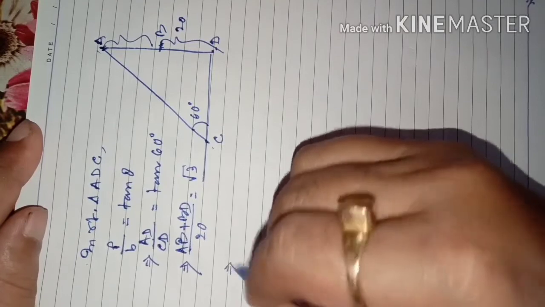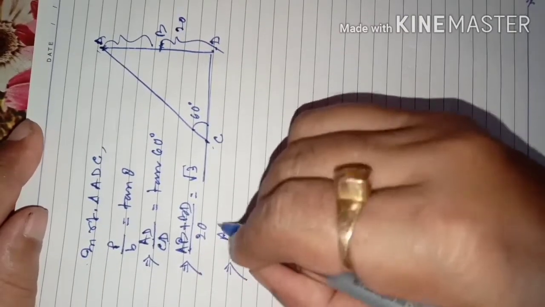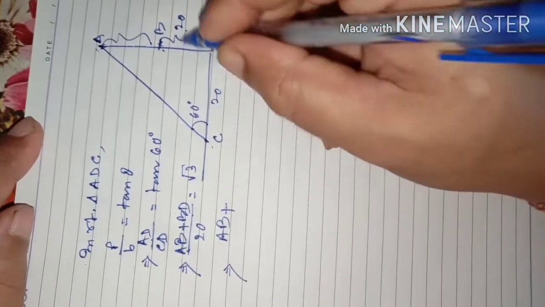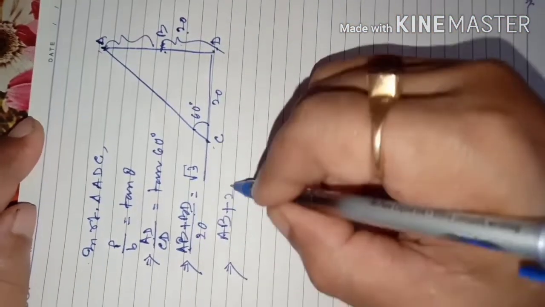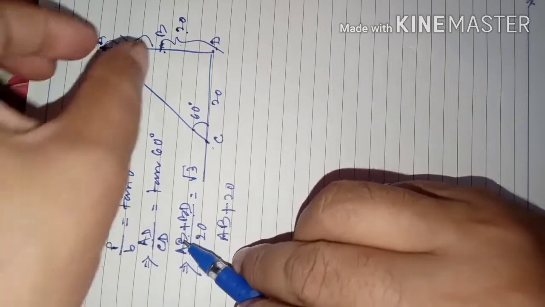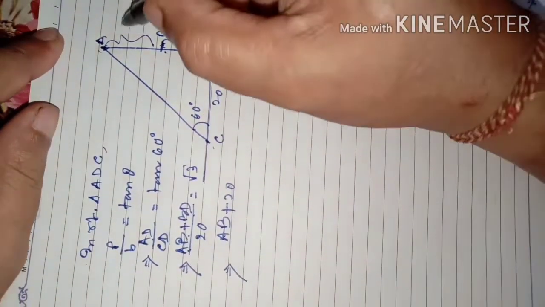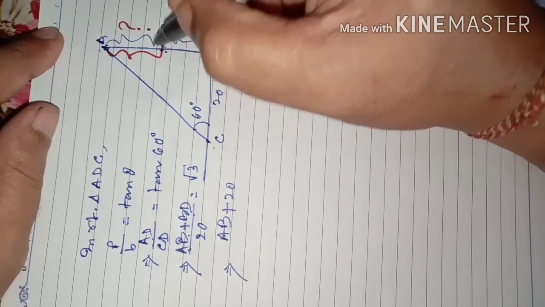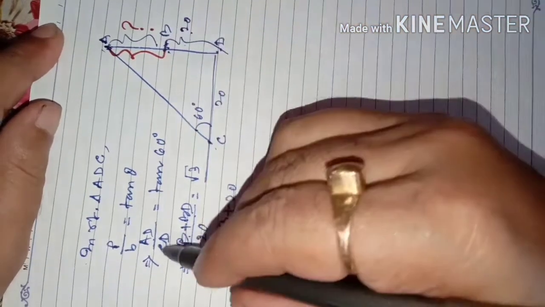So next is AB. AB we don't have, but BD we know. BD's length is also 20. This was 20, this is also 20, so we will put 20 here. Are you understanding this part? Because you are looking for what? Which portion? The AB portion. So somehow you are trying to get this expression AB in your writing.